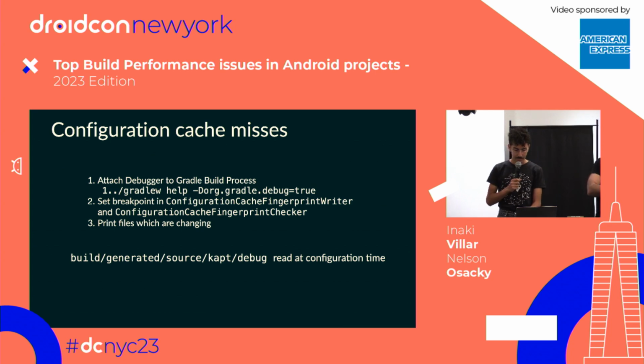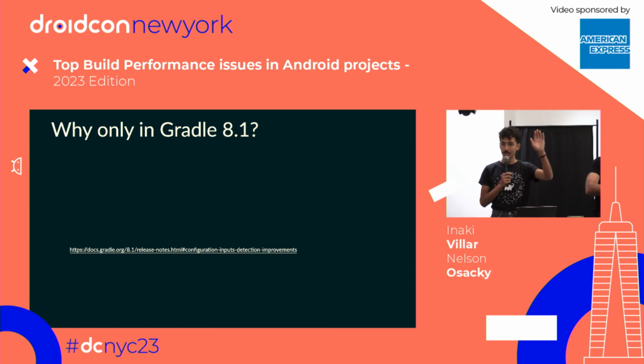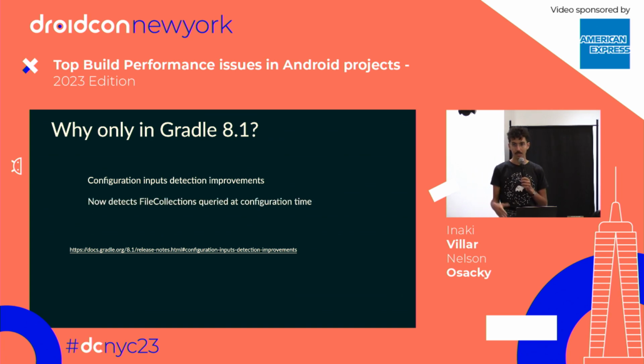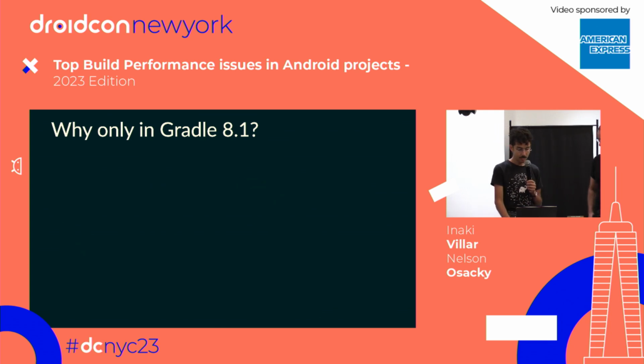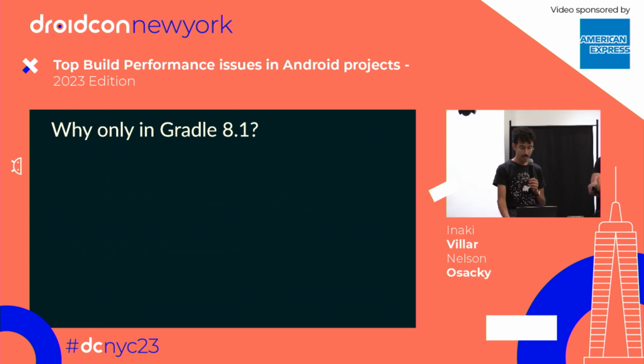So looking into that, there's a couple of things. I'll get into why it's kapt, but the question is, why did this start happening in Gradle 8.1? So if you read the release notes, how many people read the Gradle release notes? They're super exciting. I love reading release notes. So there were improvements to the configuration inputs detection. And what this means is it's basically stricter. There are more things that were previously not being checked that were actually inputs to the configuration cache. And just so you know, Gradle 8.1 was when the configuration cache was marked as stable. So it now detected file collections being queried at configuration time. And it's in the release notes, so you can check that.